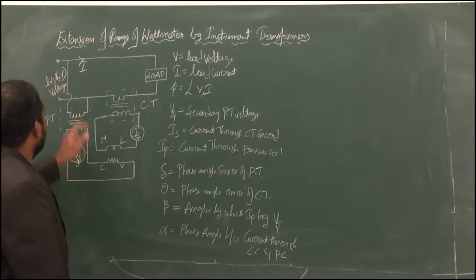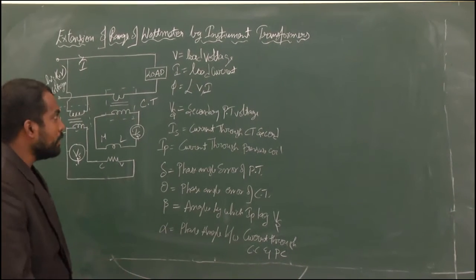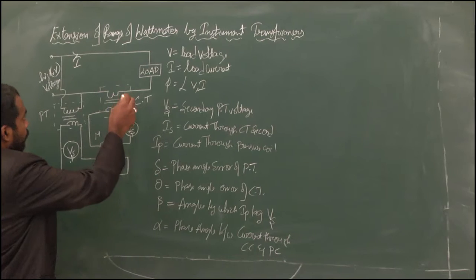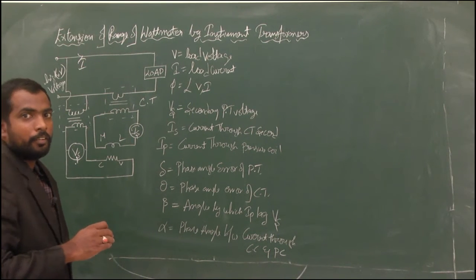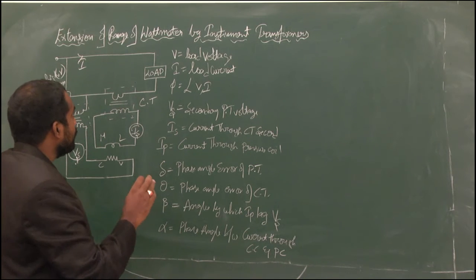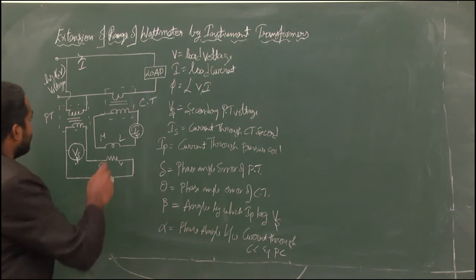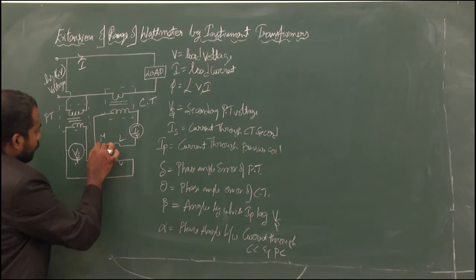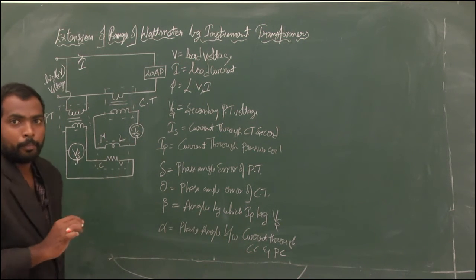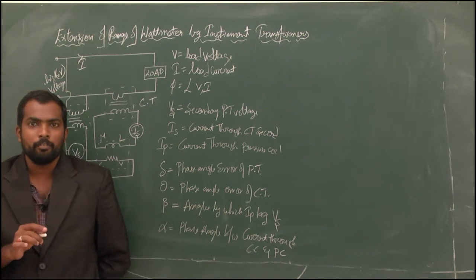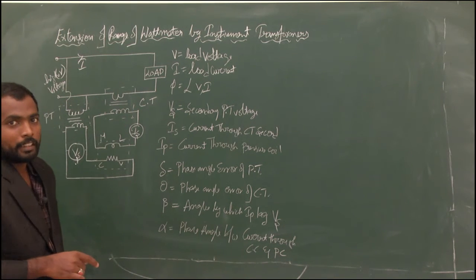Okay? Now we will discuss the extension of range of wattmeter by instrument transformers. That means when we want to extend the range of a wattmeter, what is the necessary connection or modification we are doing in a wattmeter in order to increase the range of the simple single phase wattmeter? So let's see this diagram. In this diagram, we have a simple wattmeter connected over here. Now, in order to increase the range of the wattmeter, we have connected a current transformer and a potential transformer.